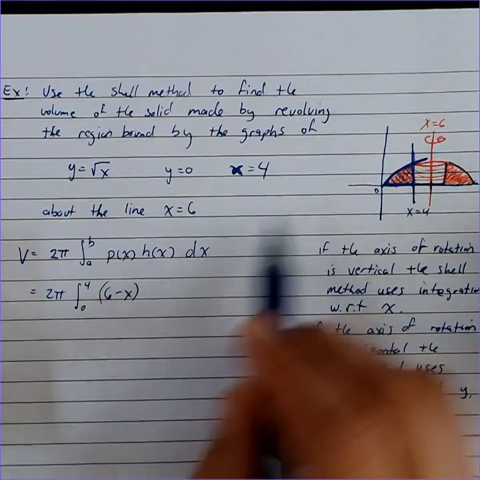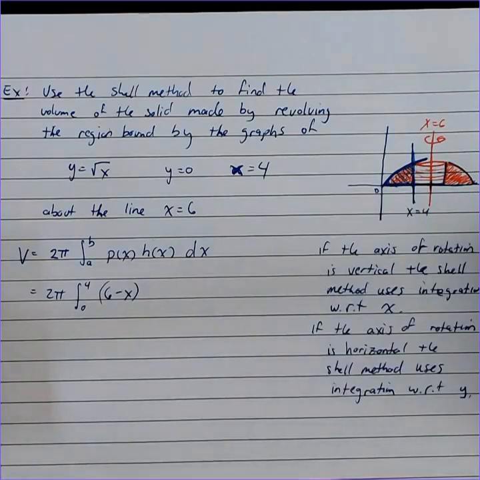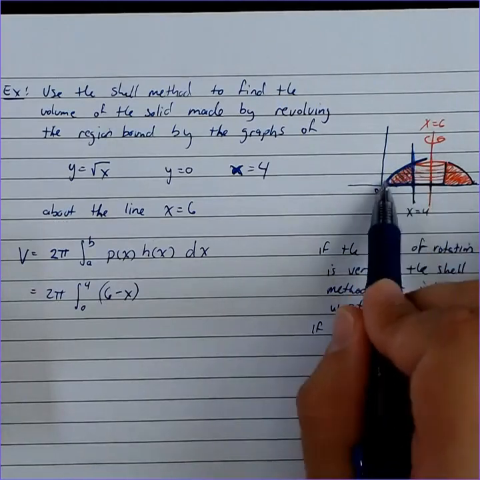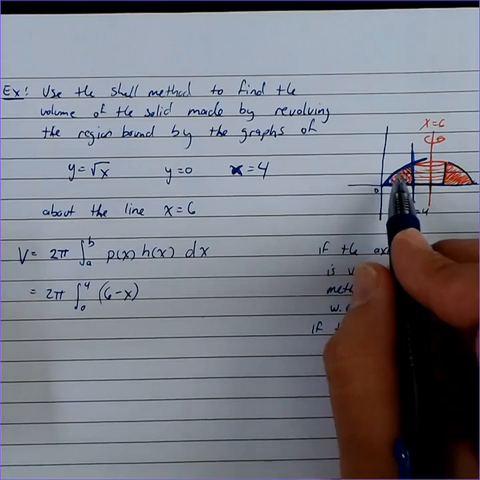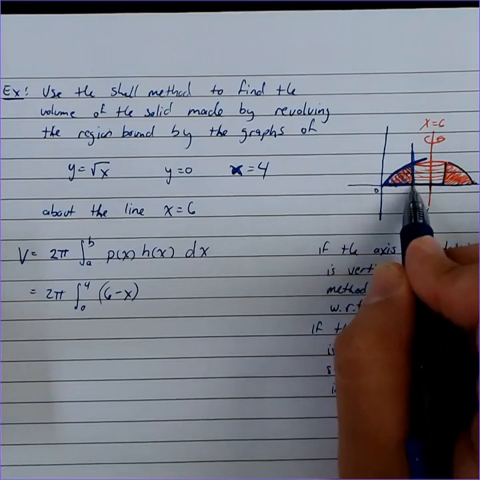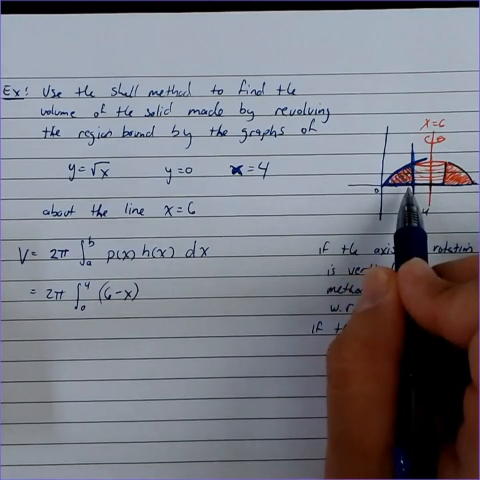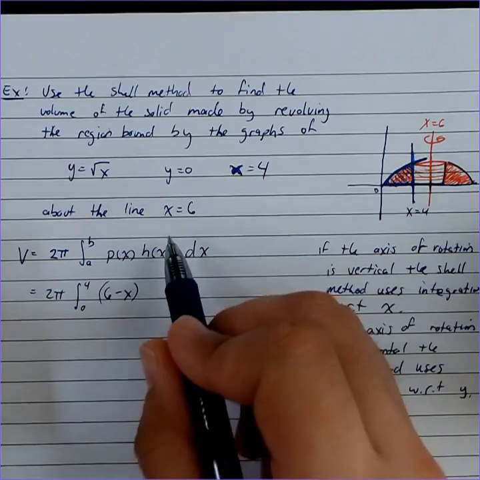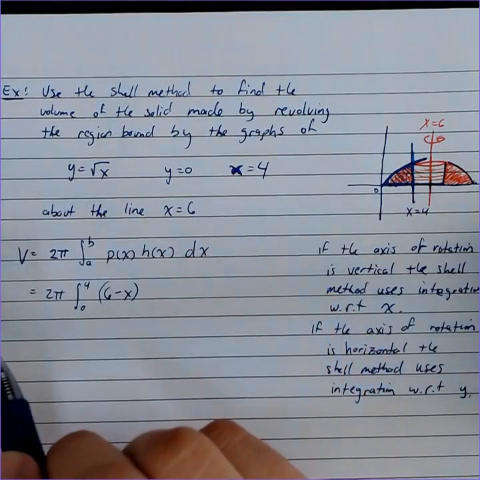h of x is going to be the height of one of these shells from the bottom to the top. Well, from the bottom to the top, that's just given by the equation. The equation y equals the square root of x tells me how far it is from the bottom to the top. Because after all, if x is equal to 4, then the height from here to here is going to be 2, because when x is equal to 4, the height is 2.